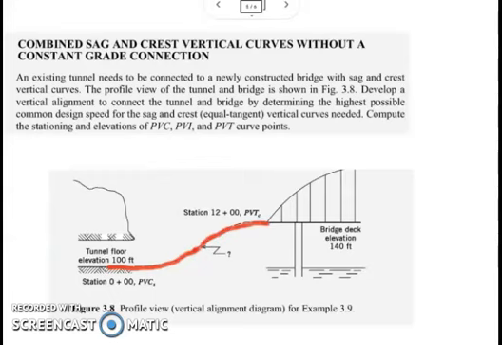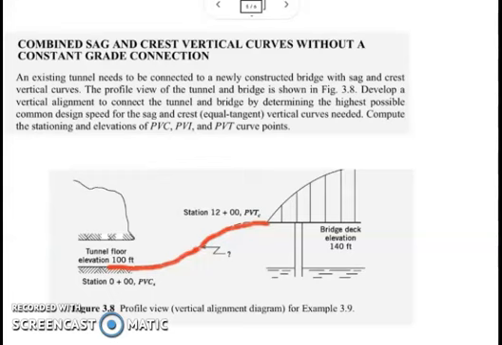For this illustration, if you observe, the station at PVC for the crest vertical curve is 0+00. For the station at PVT, we have 12+00. The elevation of the tunnel is 100 and the elevation of the deck is 140. So from the tunnel towards the bridge deck, that is 40 feet.